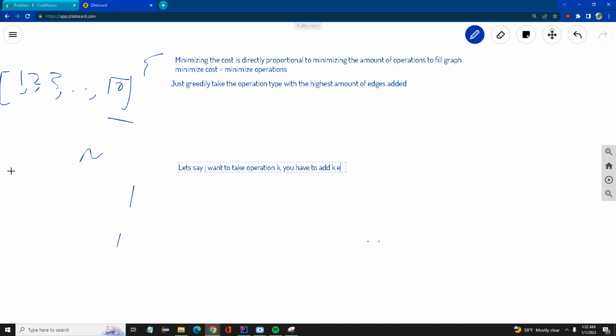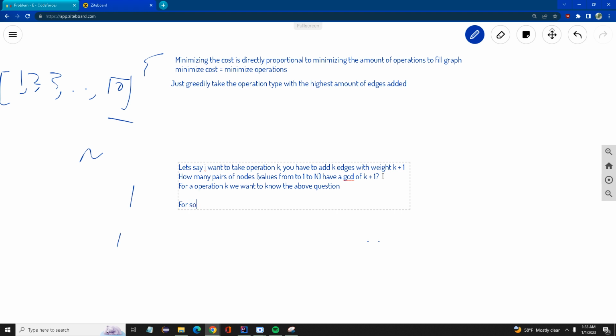If you want to take operation k, then you know that you have to add k edges with weight k plus 1, right? This is the problem. So the question is, how many pairs of nodes, values from 1 to n, have a GCD of k plus 1? Because you can only add those edges if the weight of that edge is the same as the GCD between those two values from 1 to n. So this is a natural question that emerges, right? For an operation k, we want to know the above question.